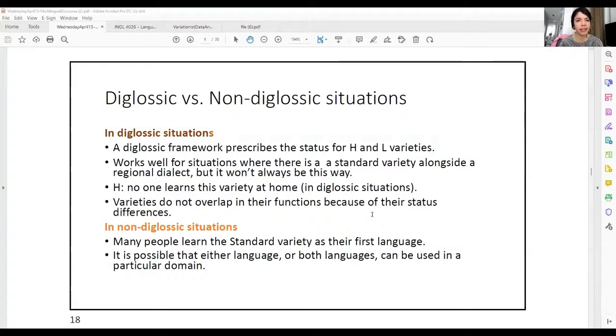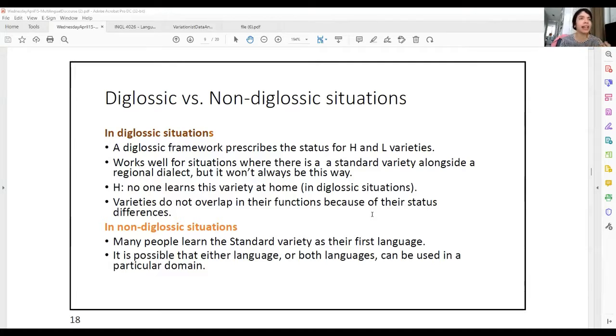So in diglossic situations, a diglossic framework prescribes a language as belonging to a high variety group and another language as belonging to a low variety group. This works for situations where there is a standard variety, and this standard variety is used alongside a regional dialect. So they both coexist with one another, and they both have assigned functions, right?